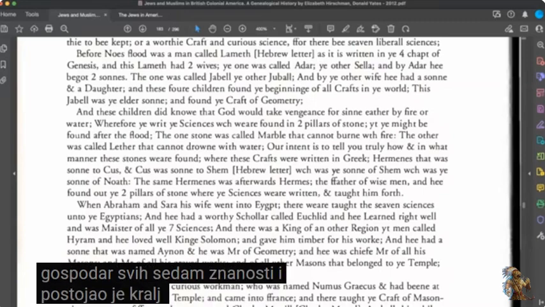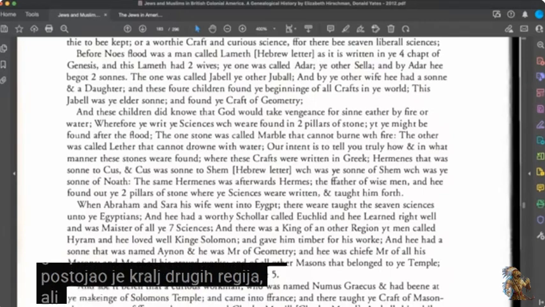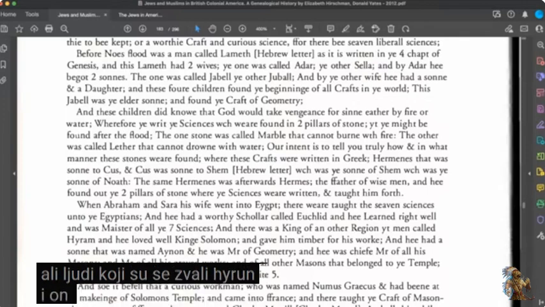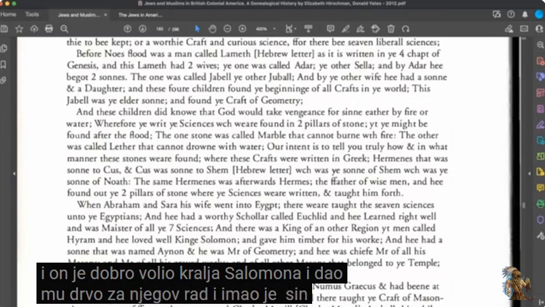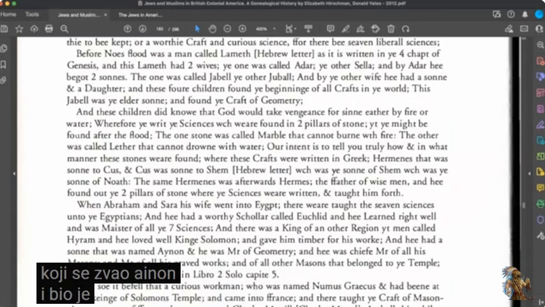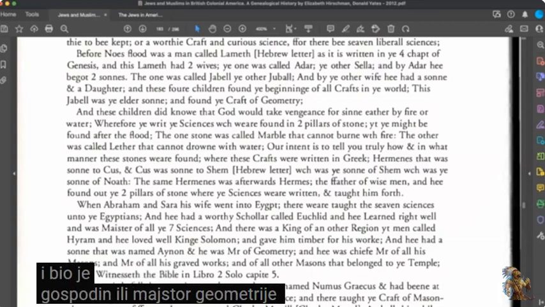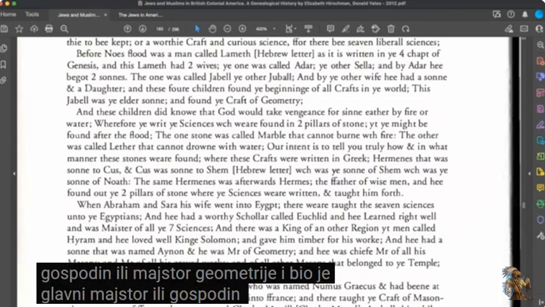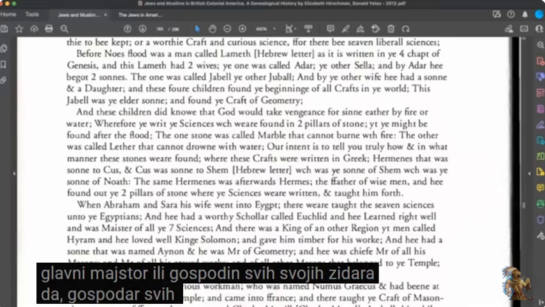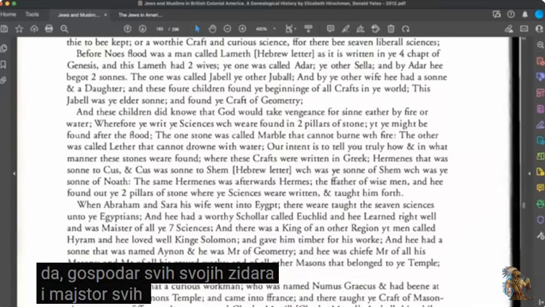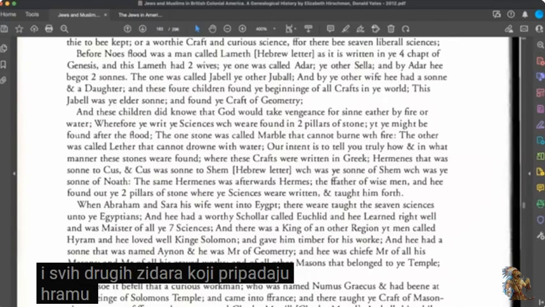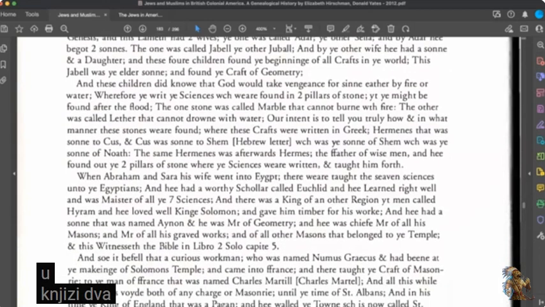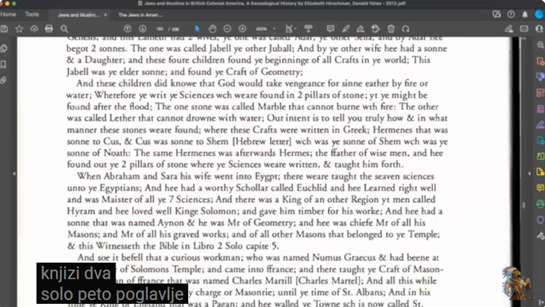And there was a king of another region, a man called Hiram, and he loved well King Solomon, and gave him timber for his work. And he had a son that was named Ainon, and he was master of Geometry. And he was chief master of all his masons, master of all his graved works, and of all other masons that belong to the temple. And this witnesses the Bible in the second book of Kings, chapter 5.